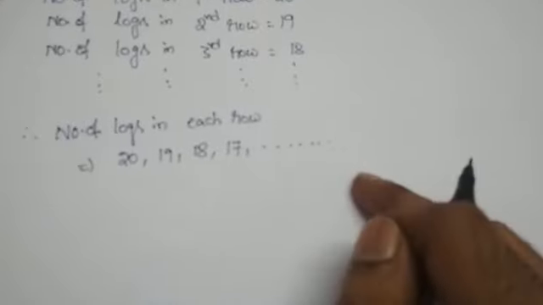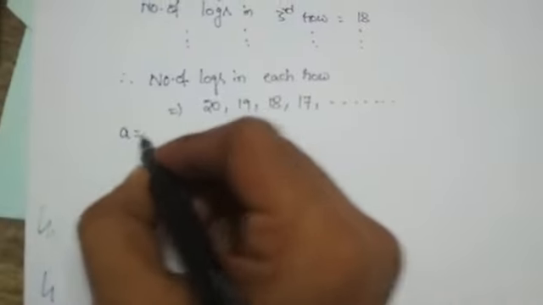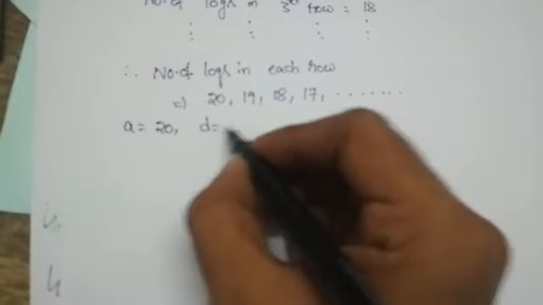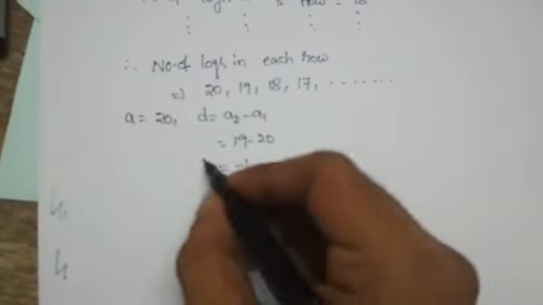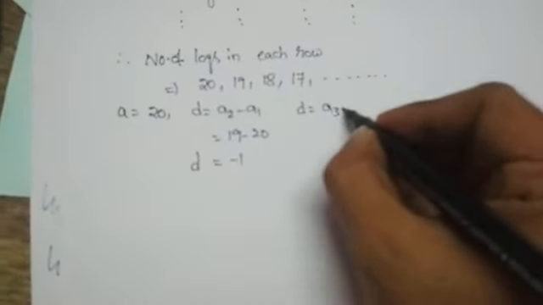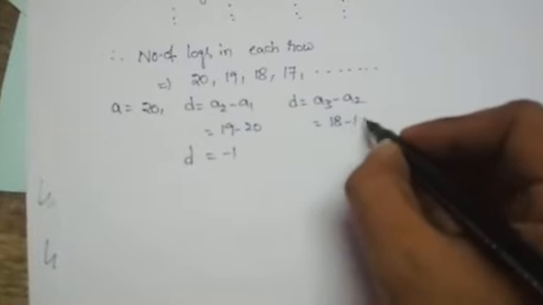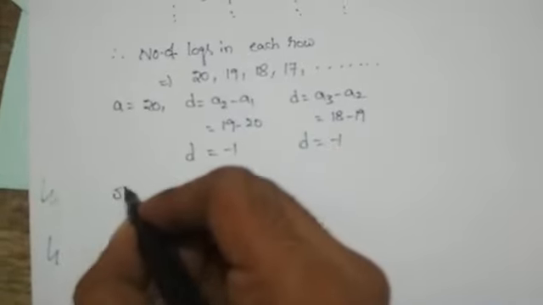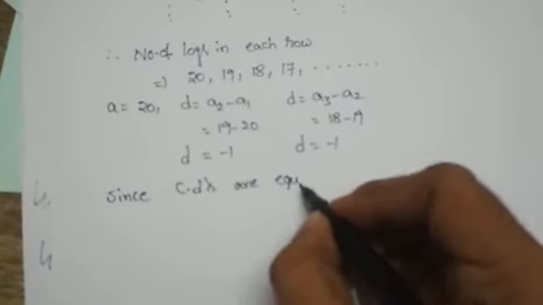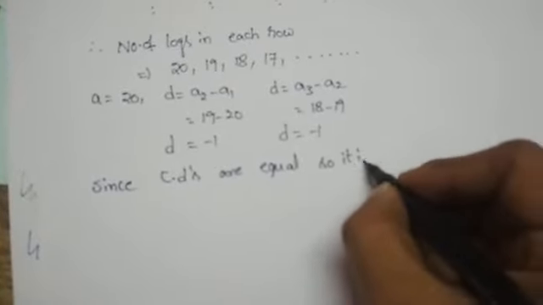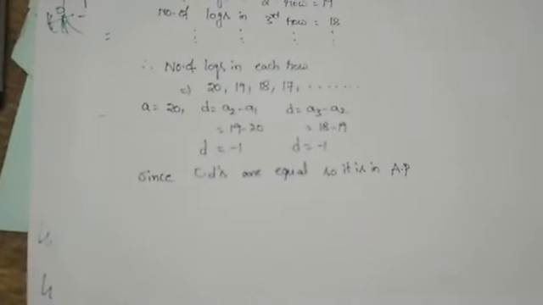We don't know how many rows there are, so we'll see whether this is a series in AP or not. First of all, we'll check whether it is in AP or not. So first, a is equal to 20. We'll find the d value, a2 minus a1, that is 19 minus 20. We got minus 1. We'll check one more d, that is a3 minus a2, 18 minus 19. d is equal to minus 1. Since the common differences are equal, it is in AP.